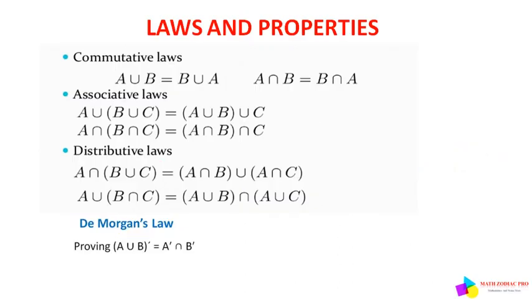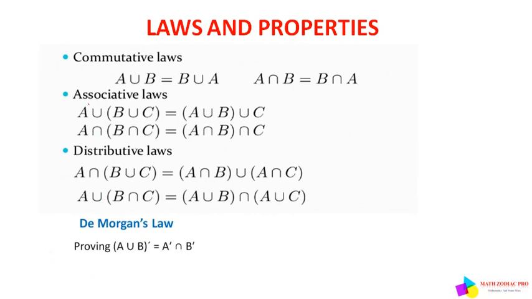Hi friends, in this video we are going to learn laws and properties of set theory. The first one is commutative law. A union B equal to B union A and A intersection B equal to B intersection A.